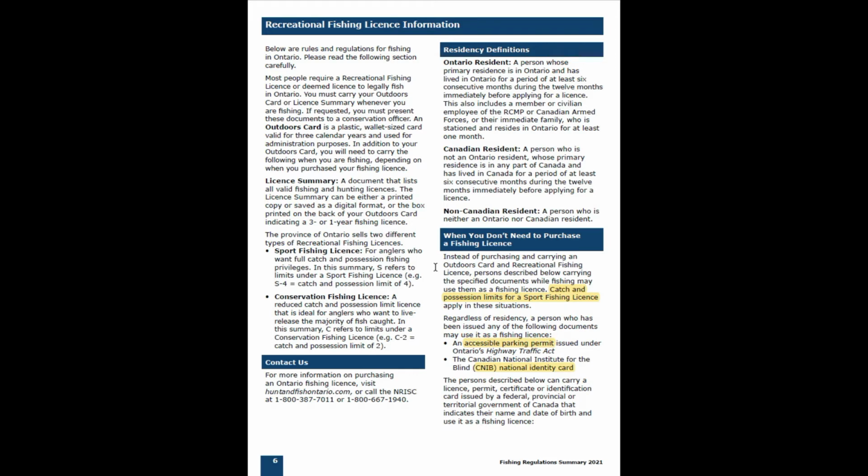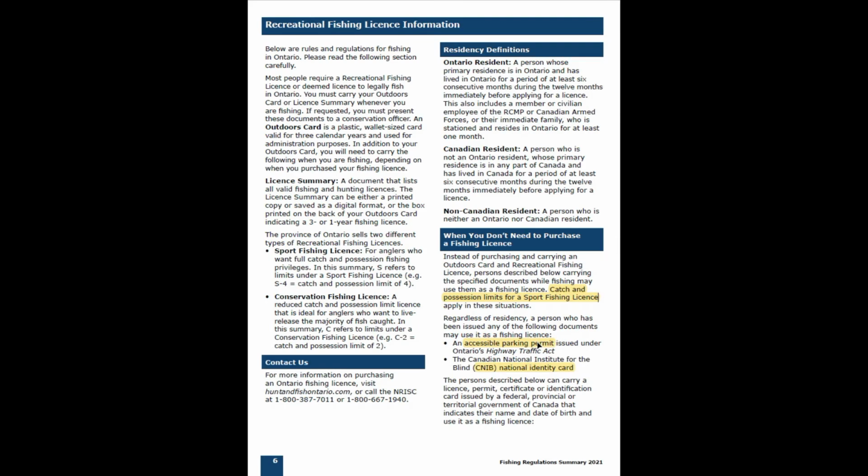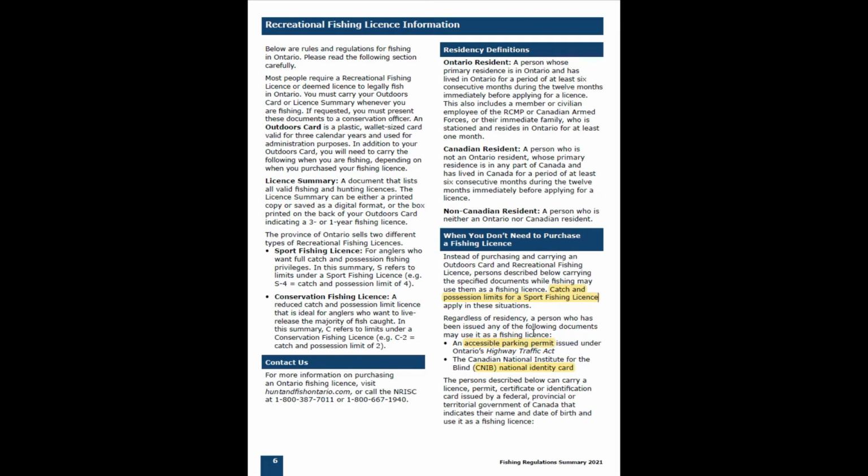The next section of the regs talks about those that do not need to purchase a fishing license. So the first 2 that they've listed are anyone that has an accessible parking permit, typically the blue wheelchair that hangs from the car dashboard, and the Canadian National Institute for the Blind National Identity Card. If that applies to you, you do not need a fishing license, and you get to follow the catch and possession limits for a sport fishing license. So you get the bigger license to follow and do not need a separate fishing license.